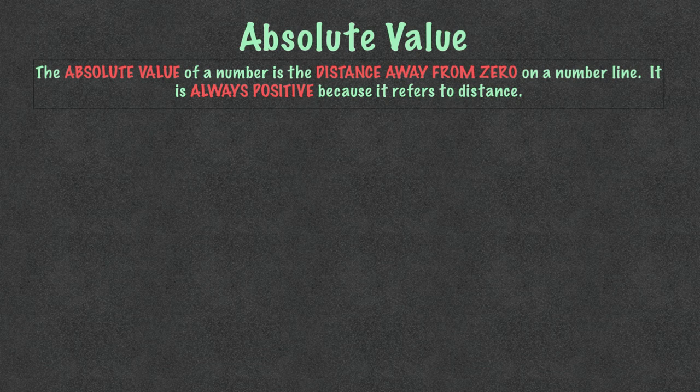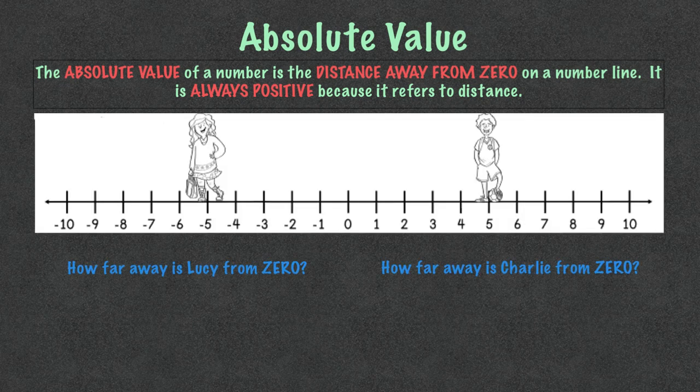The absolute value of a number is the distance away from zero on a number line. It's always going to be positive because it refers to distance, the distance away from zero. So let's look at an example.